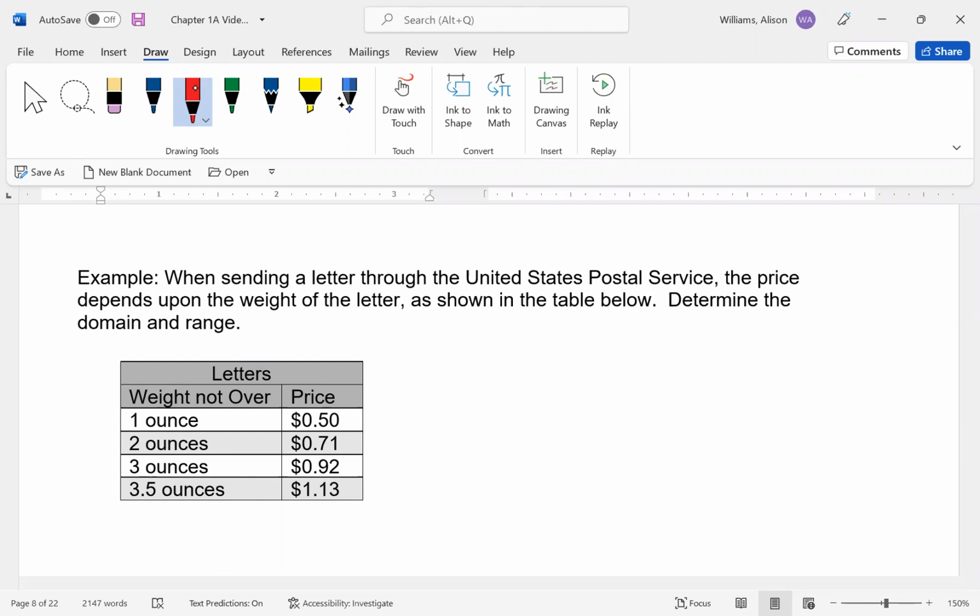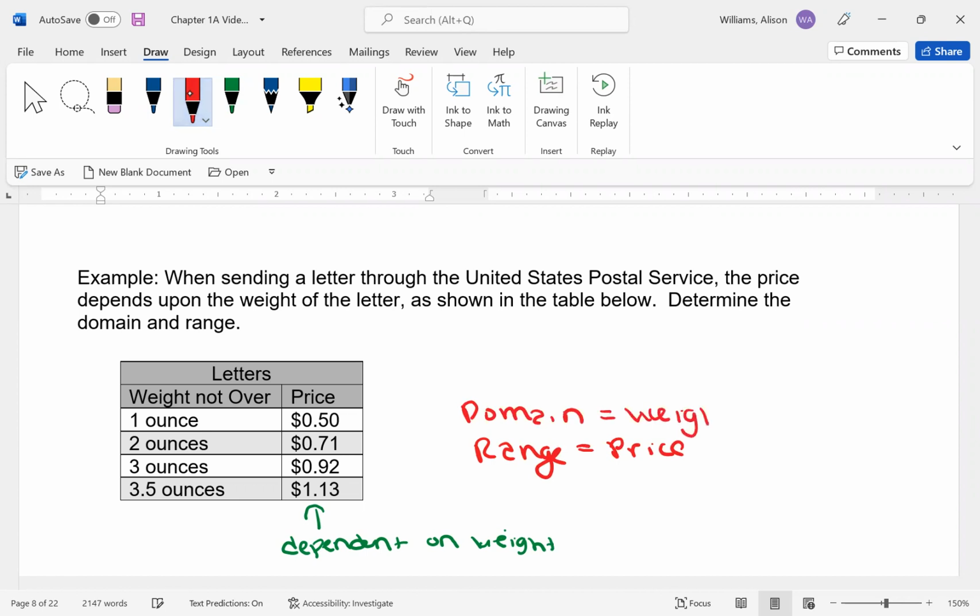I think it makes most sense to talk about the idea of independent and dependent in this case. And I can't help but feel like the price is dependent on the weight, right? Which to me means that that's our range. And then the domain would be the weight. Now I want to take that a step further, rather than just labeling domain and range.